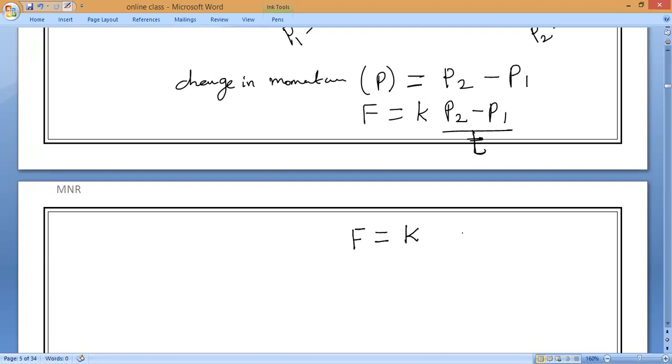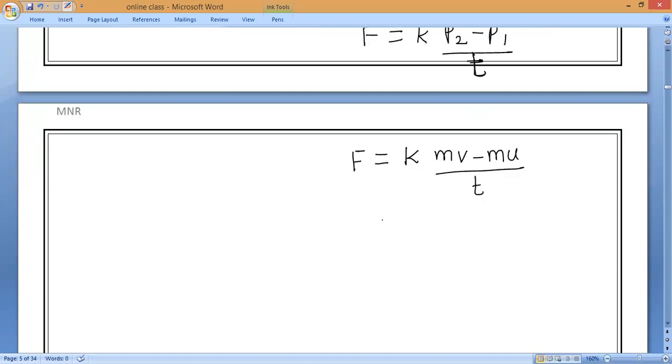Now F is equal to K into final momentum formula, mass into final velocity, minus initial momentum formula, mass into initial velocity, divided by time period. Any doubt, guys? F is equal to K into this, and K is constant. In this MV and MU, the mass is the same. So M can be taken outside, divided by V minus U by T.